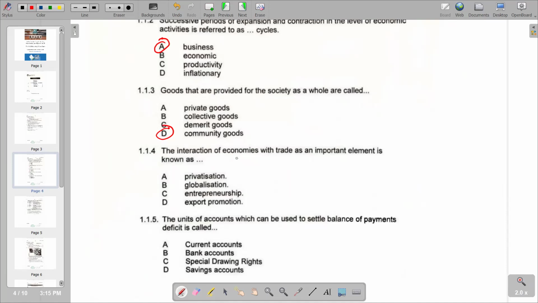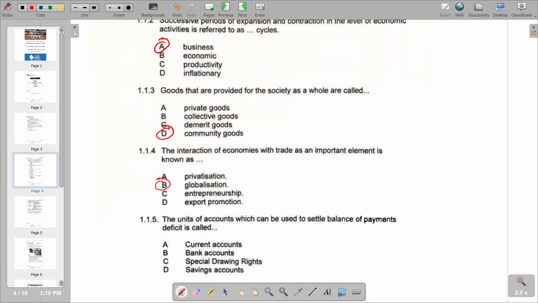Then 1.1.4, the interaction of economies with trade as an important element is known as: we've got privatization, globalization, entrepreneurship, export promotion. So you're going to see that the correct response that we have is globalization. Remember, globalization is a process of increasing interdependence and integration among the economies. So when we are having interdependence and integration among economies, we call that globalization. Also, it's the integration and interdependence of markets, societies, and cultures of different countries worldwide. So basically, globalization as a term describes how trade and technology have made the world into a more connected and interdependent place. So that's what we have with globalization.